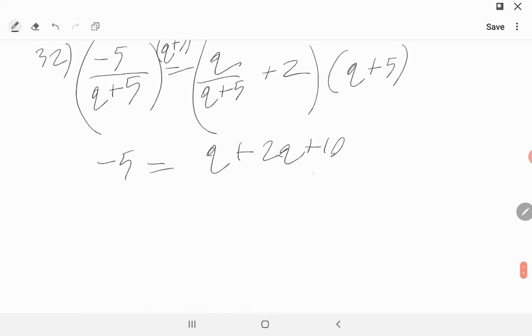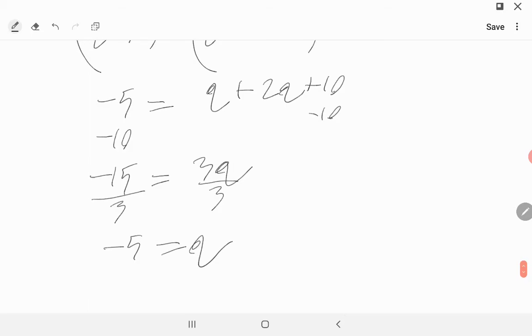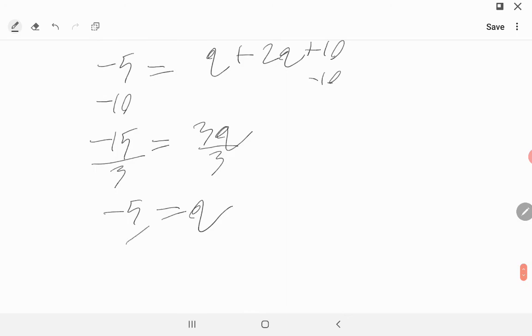So now we can subtract 10 from both sides. We get negative 15 equals 3q. Divide both sides by 3. And so we find out that negative 5 equals q. And so we see, again, the advantage of this is speed. The disadvantage is we notice that q equals negative 5. We get negative 5 divided by 0 equals negative 5 divided by 0 plus 2, which is going to be no solution. We can't divide by 0.